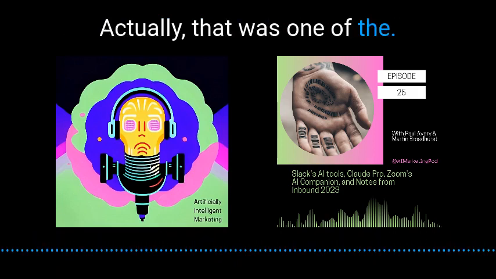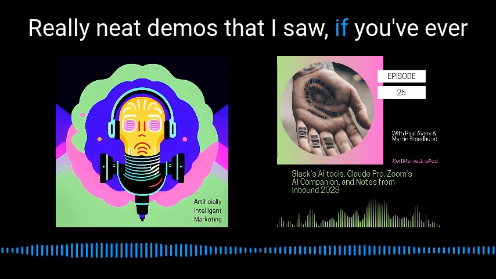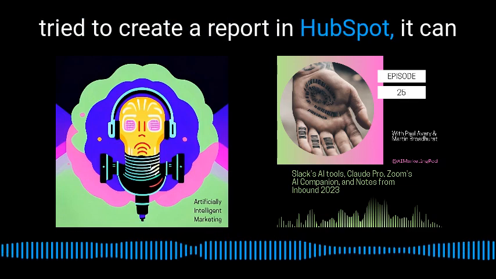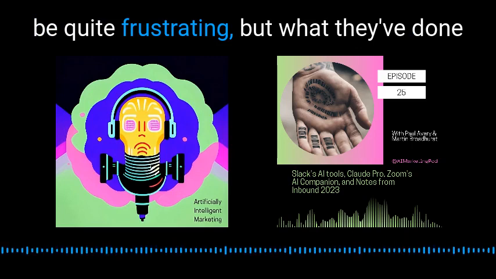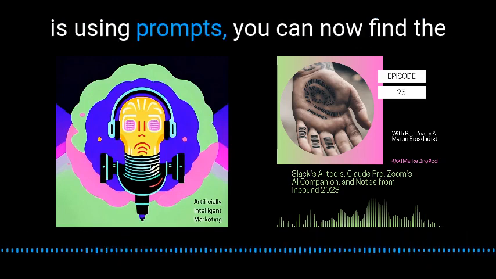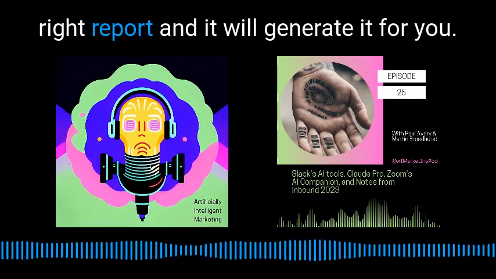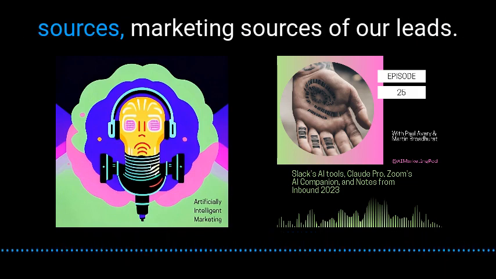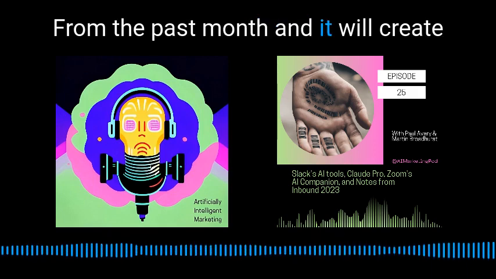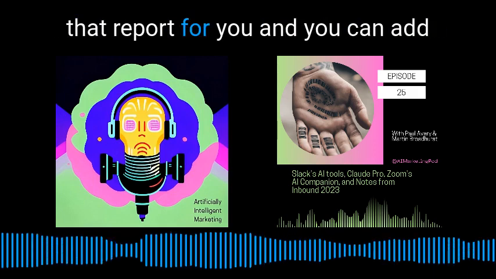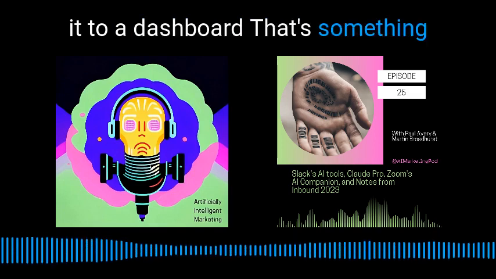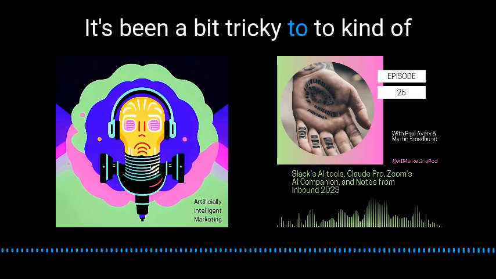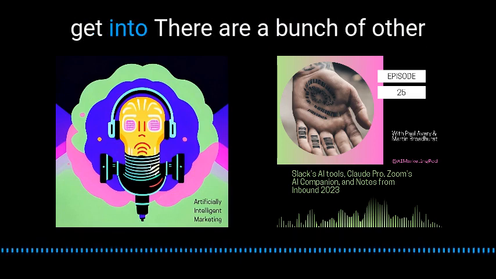Actually, that was one of the really neat demos that I saw. If you've ever tried to create a report in HubSpot, it can be quite frustrating. But what they've done is, using prompts, you can now find the right report and it will generate it for you. So you can say, show me the marketing sources of our leads from the past month, and it will create that report for you, and you can add it to a dashboard. That's something that's been missing for a while. It's been a bit tricky to get into.